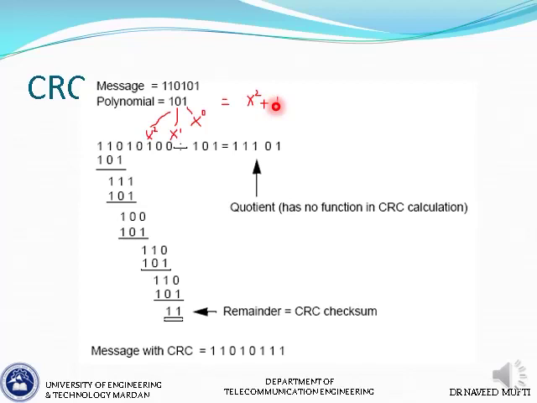I was telling you that before you start the division you have to add some extra zeros here, and the number of extra zeros depends on the highest power of this polynomial. So in this polynomial the highest power is 2. So whatever is the highest power, you add that number of zeros here. So in this case we will add 2 zeros here. As you can see, these 2 zeros are added. That's before the start of the division.